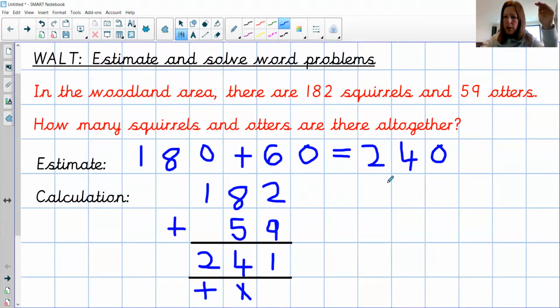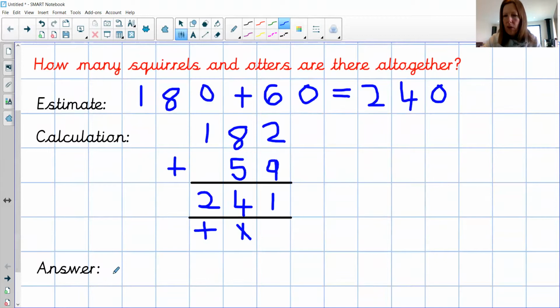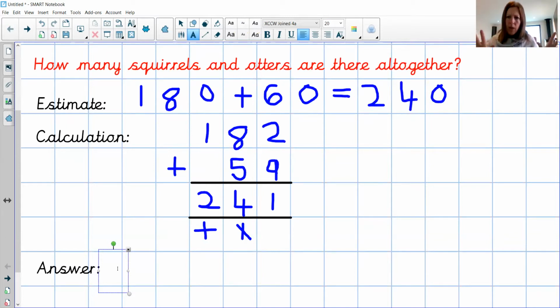Okay, so first of all I decided if it was going to be an adding or a taking away. That's our first thing. Then I estimated. Then we actually did our calculation. Now, the final step, if we are going to be very thorough with this, is to give our final answer. Because this is a word problem, if we're being very slick in how we do this, we're going to give a word answer just to show we've really understood what the question was asking us in the first place.